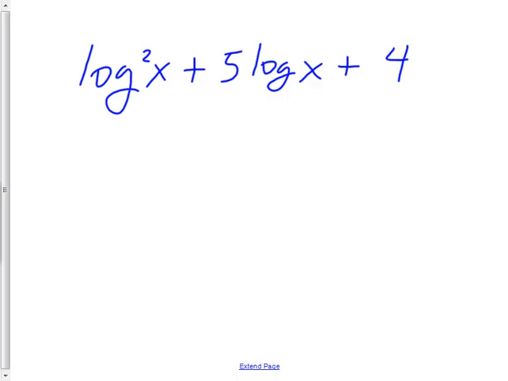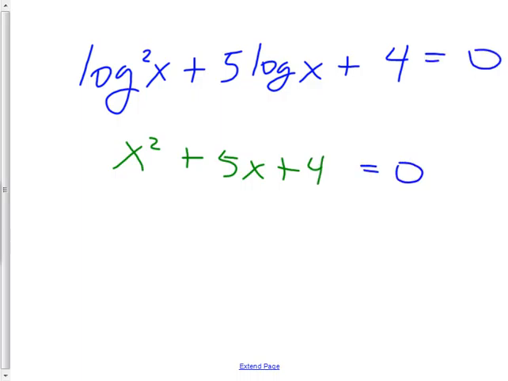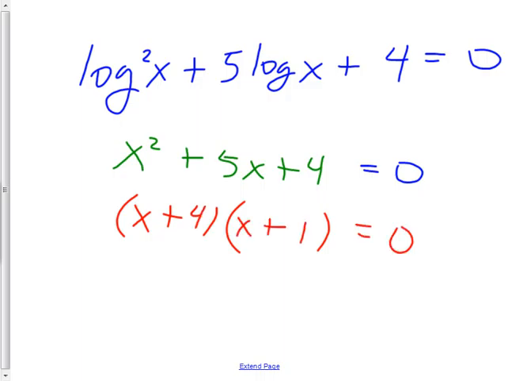Okay, so your first step would look like this. Nope, no logs anymore. X squared plus 5x plus 4, and by the way, I didn't say it, but it's assumed it has to equal 0, otherwise you can't do these. Then factor it. X plus 4, x plus 1. Hey, this is shaping up pretty good. Now I get my answers.